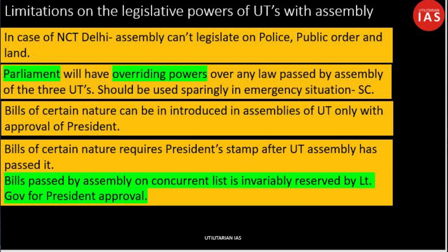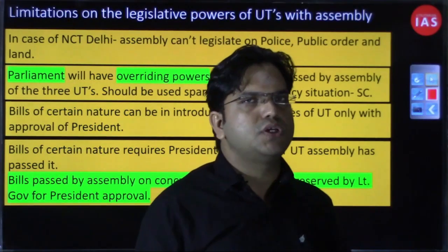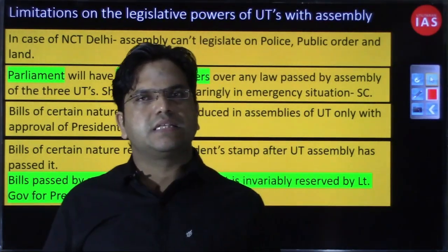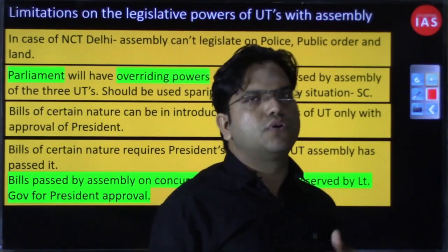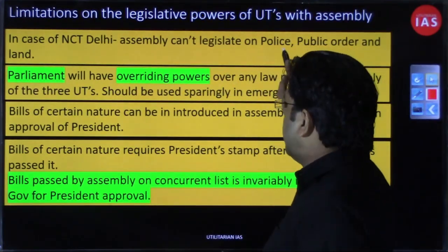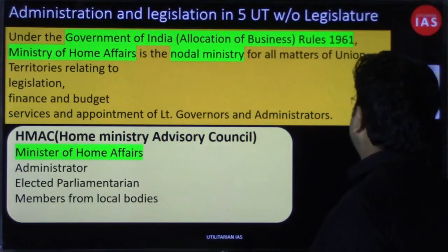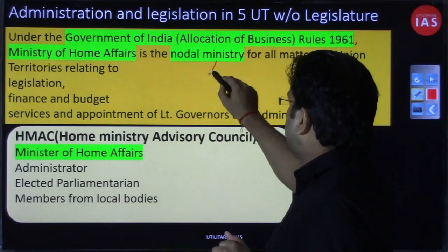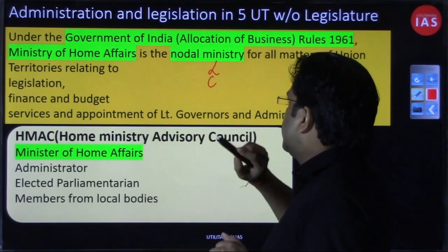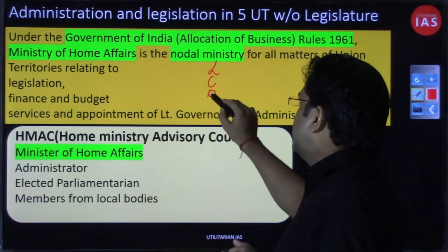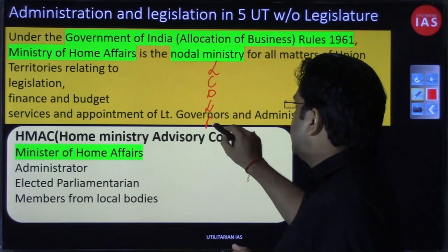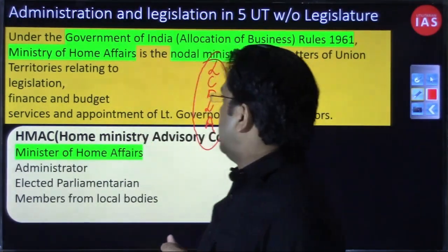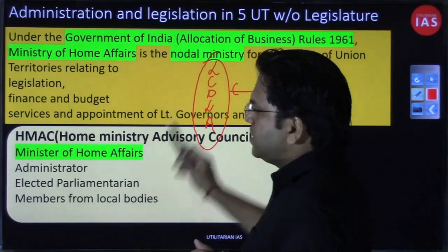So these were the four limitations that have been imposed on the legislative powers of the union territories with an assembly. Now let us move to the next slide and discuss who is going to design the legislation for those union territories which do not have an assembly. Those union territories number 5. If you start from the top, you have Ladakh, then Chandigarh, then Dadra Nagar Haveli and Daman and Diu, then Lakshadweep, and then Andaman and Nicobar. So which body is going to design legislation for these 5 union territories?